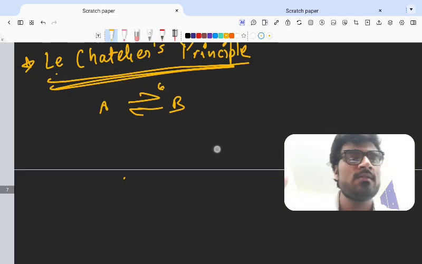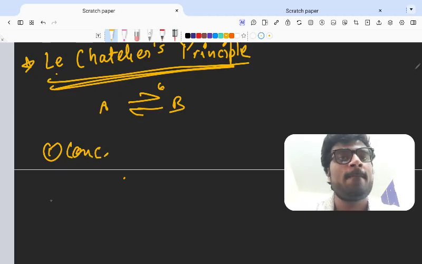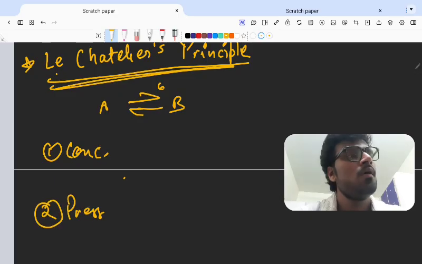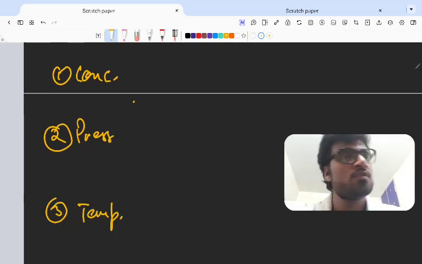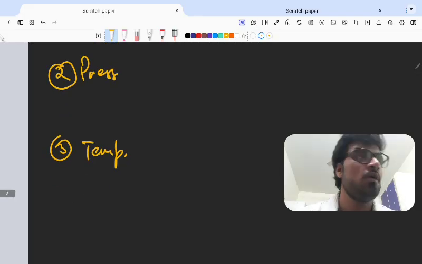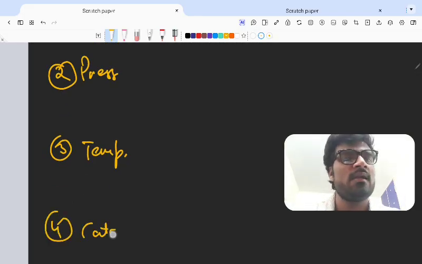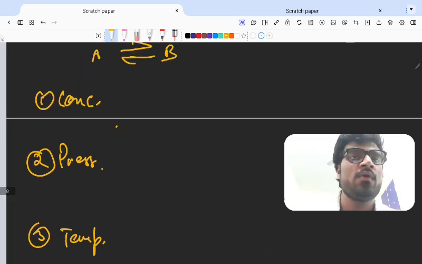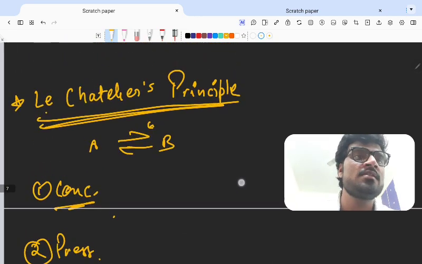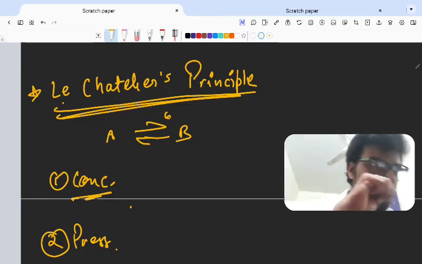Okay, so there are some factors on which this principle depends, like concentration, pressure, and temperature. This is a very basic question that has been asked in NEET and JEE all the time, and we'll see what catalyst does. It does not play any role. Let's see how the concentration affects the equilibrium or change in equilibrium.